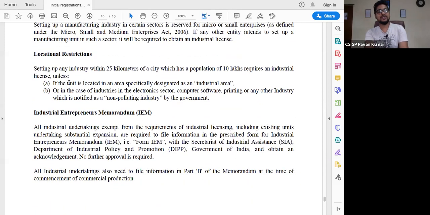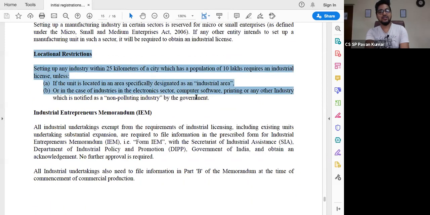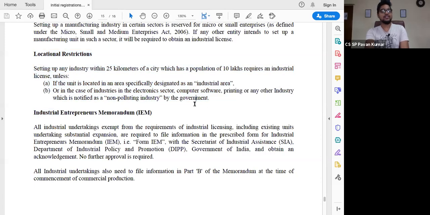Then comes location restriction. They say within a particular location, if you're doing business, then you have to get a license, which is: setting up an industry within 25 kilometers of a city which has a population of 10 lakhs requires an industrial license. So within a 25 kilometer radius, you should not have any industry where there are more than 10 lakh people staying. However, this has certain exemptions. So what is the exemption?